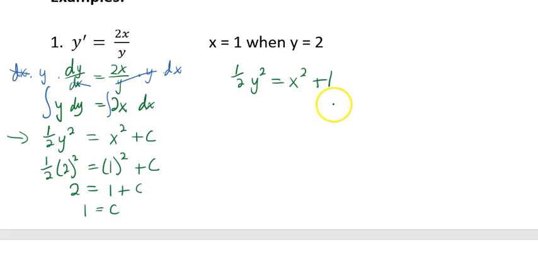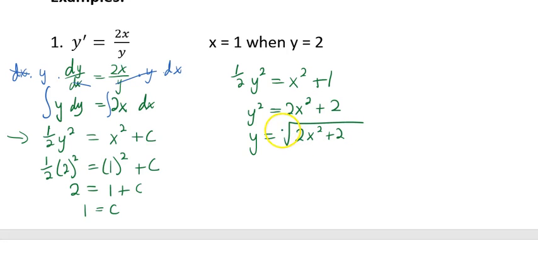But then our last step today is to solve for y. So I'm going to multiply by 2. So I'm going to get 2x squared plus 2. And then I'm going to take the square root. So my y is going to be the square root of 2x squared plus 2.